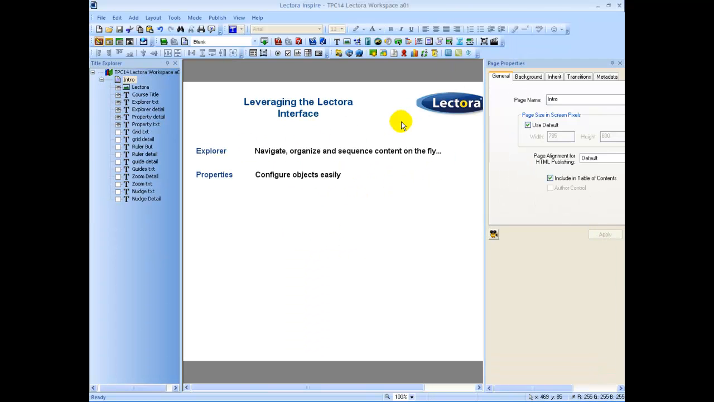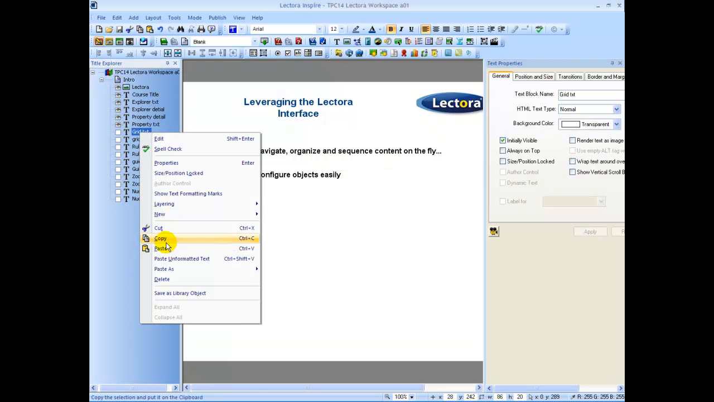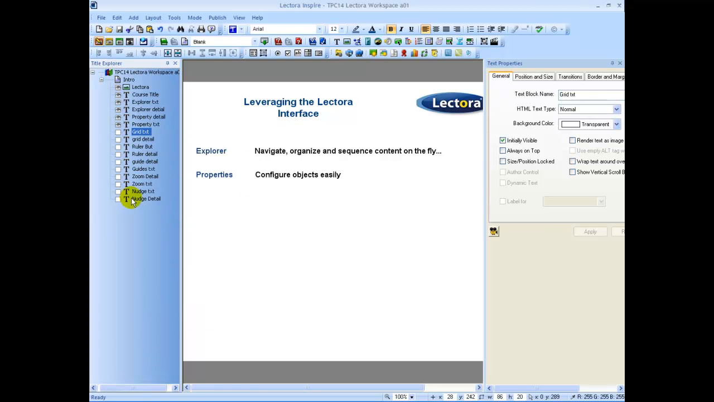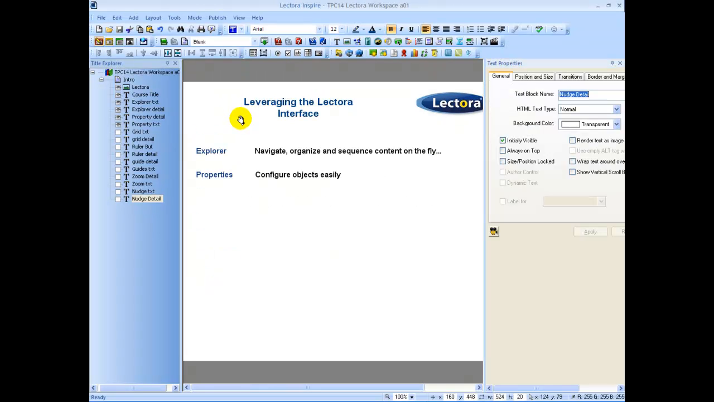A couple more notes on the Title Explorer. First of all, the Title Explorer allows you to create content on the fly by copying and pasting existing objects and sequence objects wherever you want them in the hierarchy. So it's a very powerful feature. And you can also show and hide objects while designing, and at the same time, you have no effect on the output.